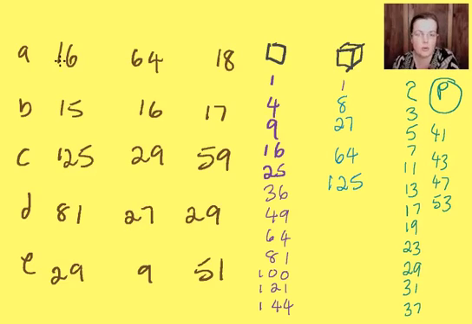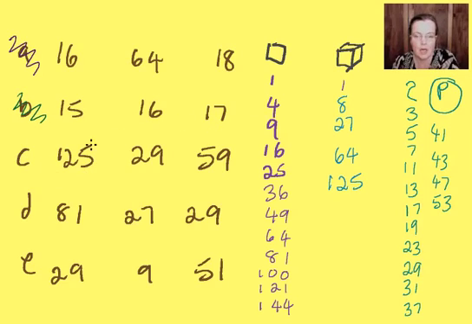So we want a square number. So that's a square number. That's a cube number. Is that a prime number? No. So it's not A. Let's try this one. Is that a square number, or a prime number, or a cube number? Nope, so it's not B. It doesn't matter about the others.